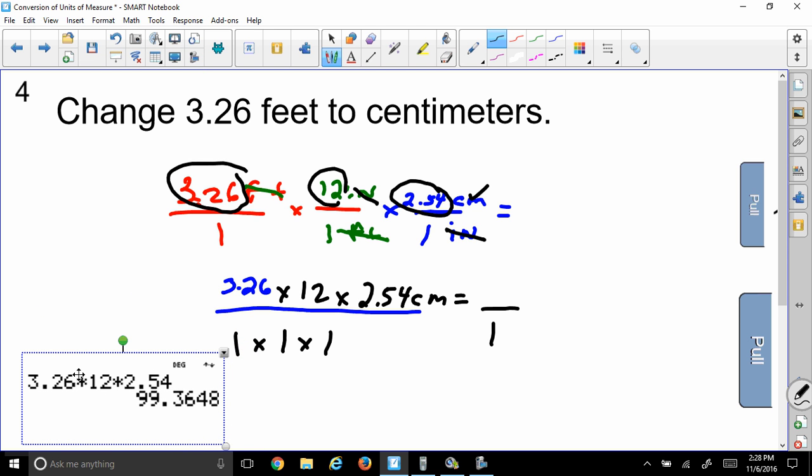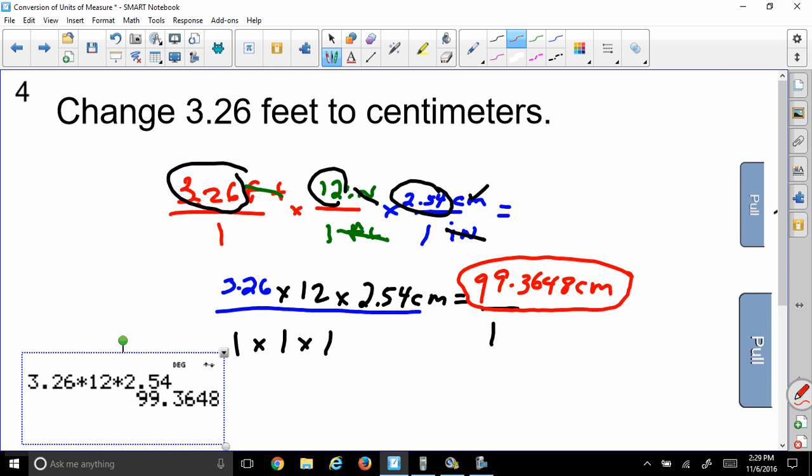And that'll be our numerator. And we were looking for centimeters, so there's our answer, 99.3648 centimeters. So over 1, and we don't even have to write the 1. So there is our answer.